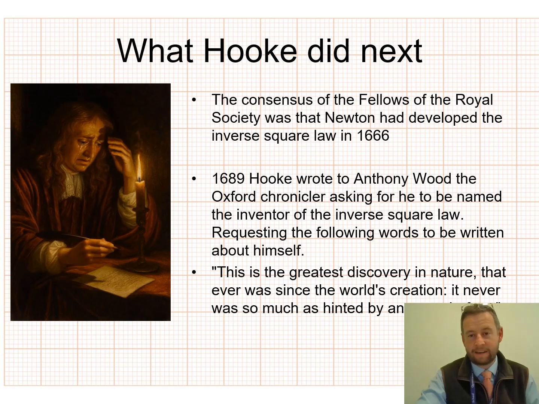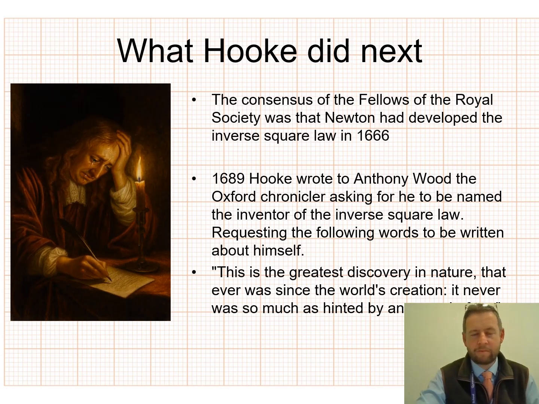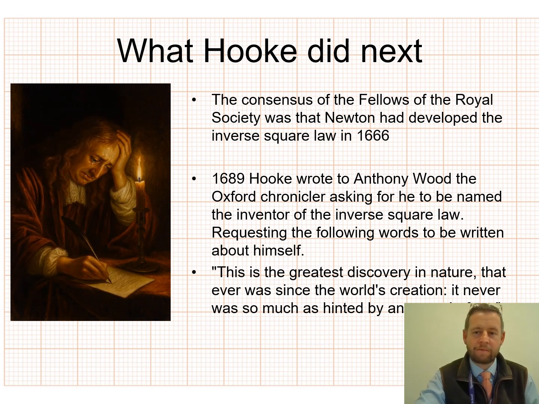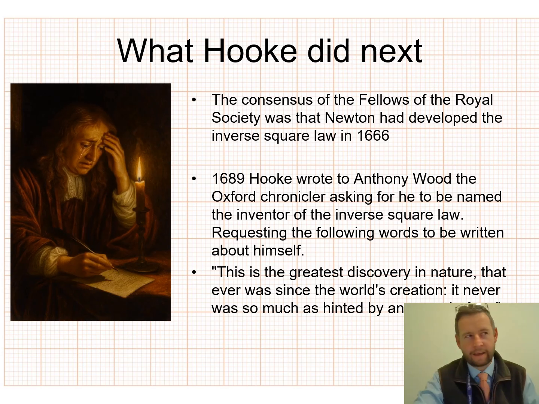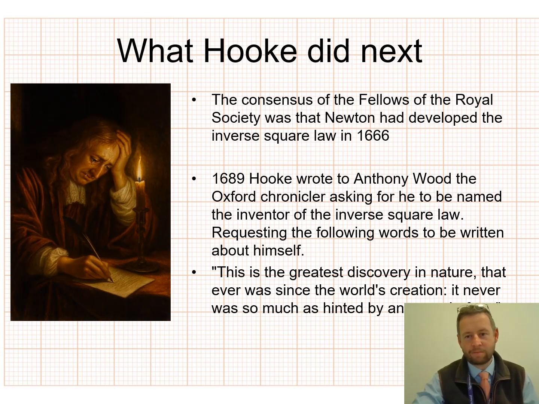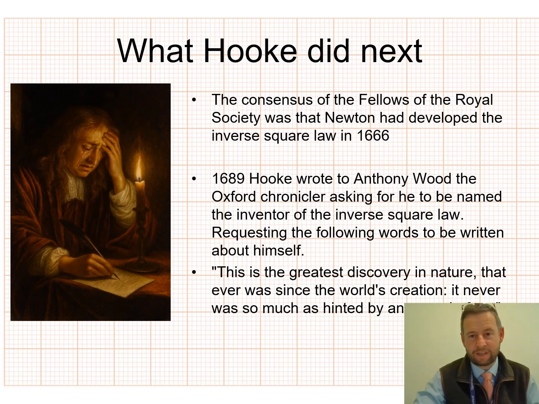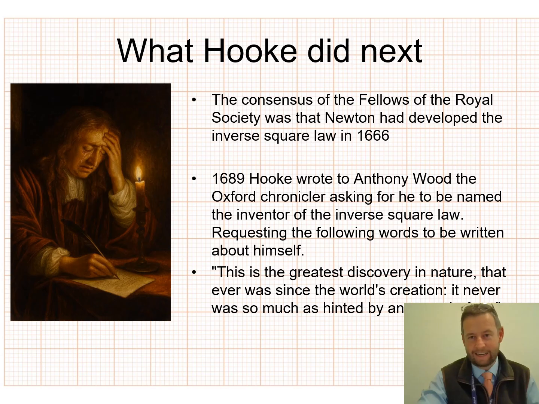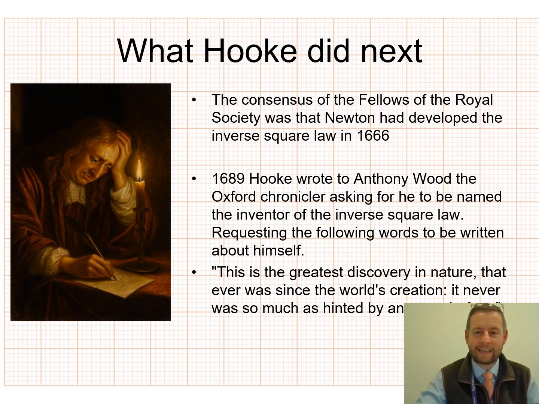I mean, 1689, which is quite long after the event, he didn't want future generations to get a distorted view of his influence here. So he wrote to Anthony Wood, the Oxford chronicler, like a historian that wrote about the present times and would write things down. He wanted to leave something for the future that suggested that the consensus at the time was that he had discovered the inverse square law. So he asked Anthony Wood to distort history, or the recording of history, so that future people would believe that he had discovered it.